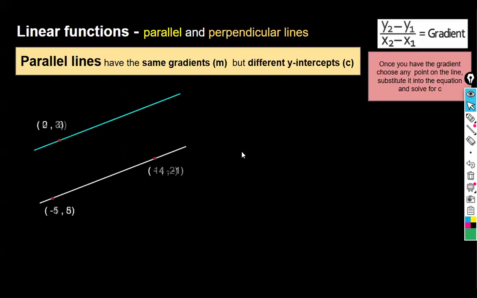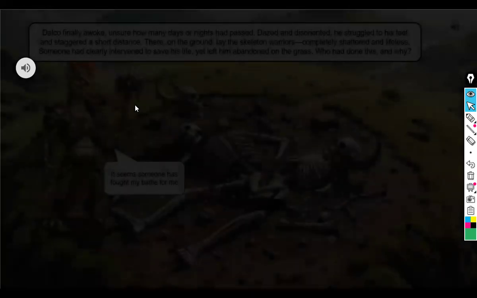All right, so let's see the end of the story here. Oh, we know Dalko can't die, right? We can't let him die, right? That would just be too. So Dalko awakes. He wakes up.